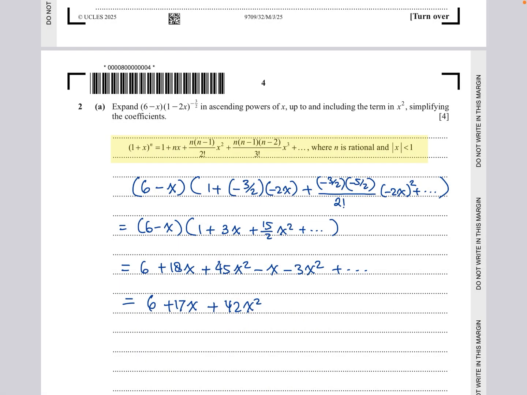Question 2, part A. Expand (6 - x)(1 - 2x)^(-3/2) in ascending powers of x up to and including the terms in x squared, simplifying the coefficients.